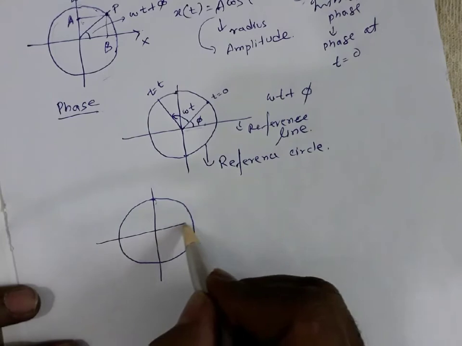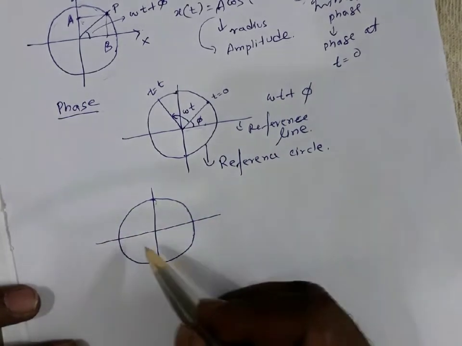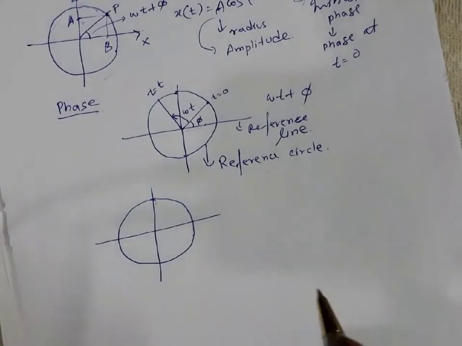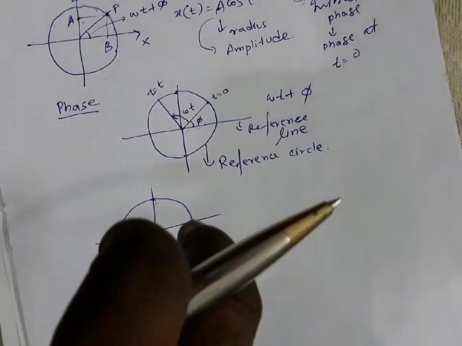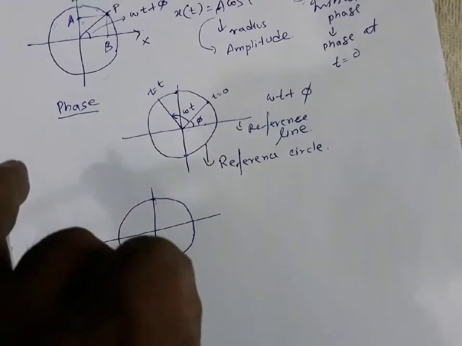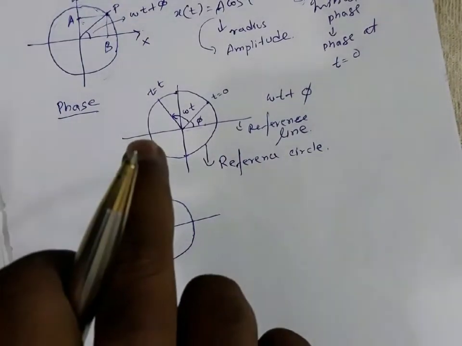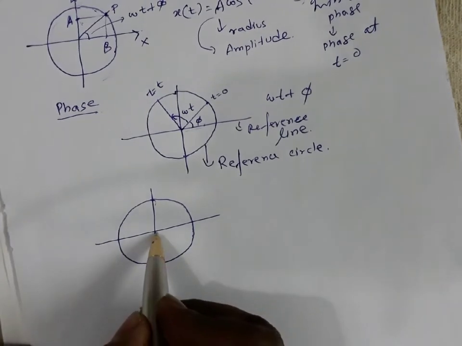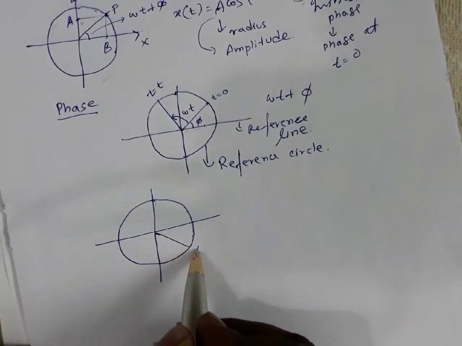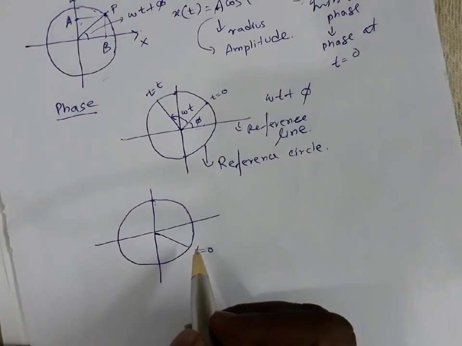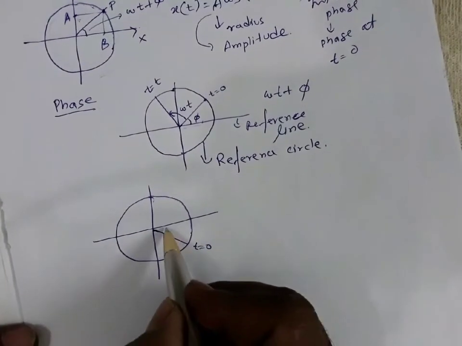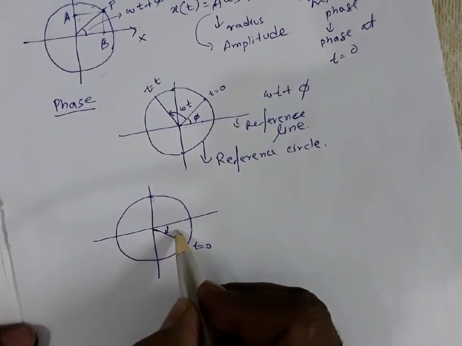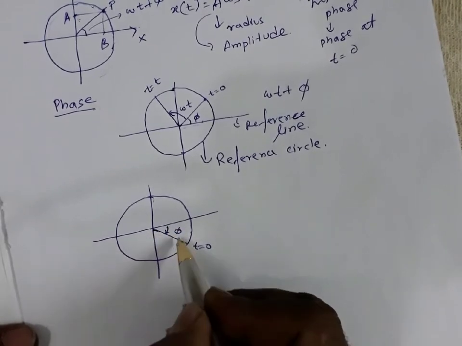This is the reference circle, these are the reference lines. Now in this case, as I told you, if angle is measured in anti-clockwise direction, it is taken as positive. So angle taken in clockwise direction will be negative. So let's say at t equal to 0, this is the position. So this is the initial phase. Say the angle is measured in clockwise direction, so it will be negative. So this is phi.